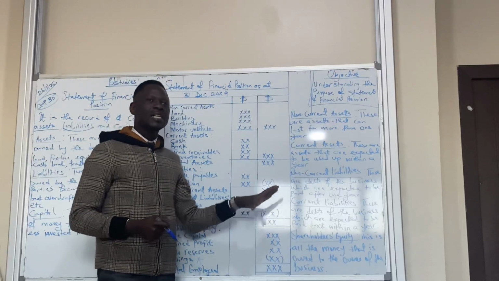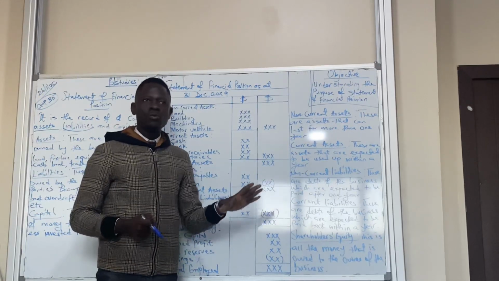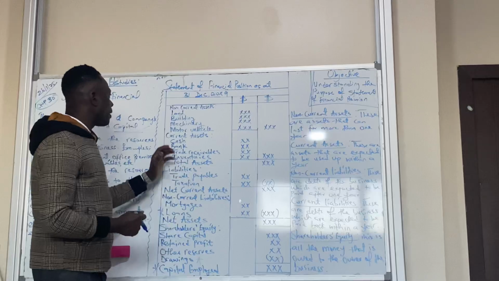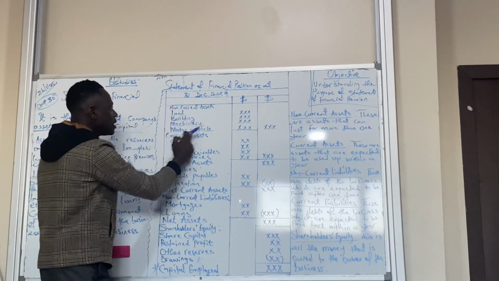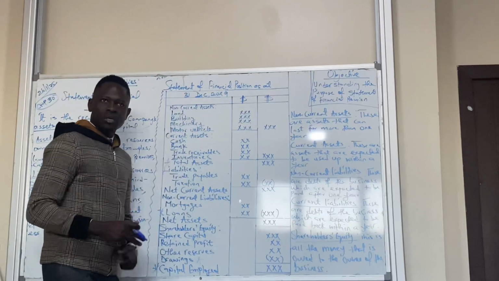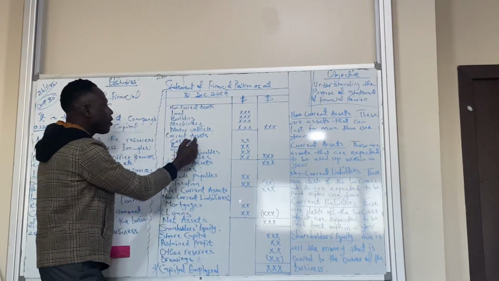These are resources that can last for more than a year within the business. Examples are land, building, machinery, motor vehicle. All these resources are expected to last more than a year, yes or no? Good. Then we have current assets.